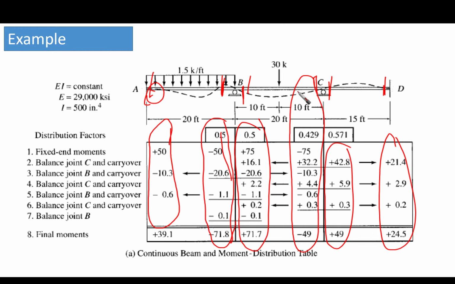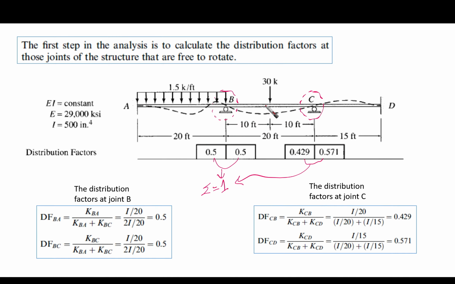Now let's put first things first. The first step in the analysis is to calculate the distribution factor. You should start with the distribution factor at those joints of the structure that are free to rotate. We said before that we have 2 joints that are free to rotate, which are joint B and joint C. A and D are fixed, so we have no choice there.